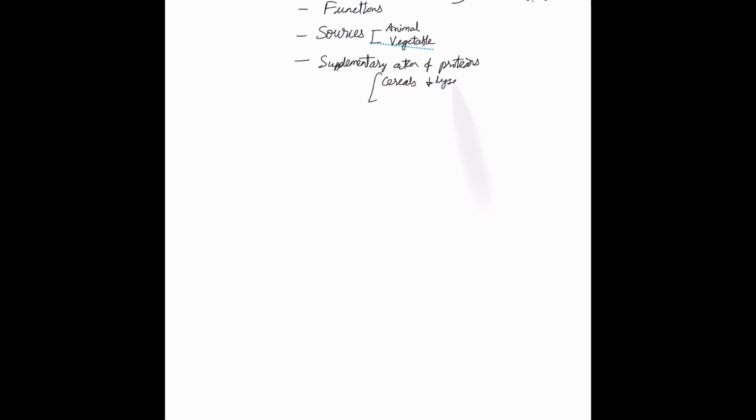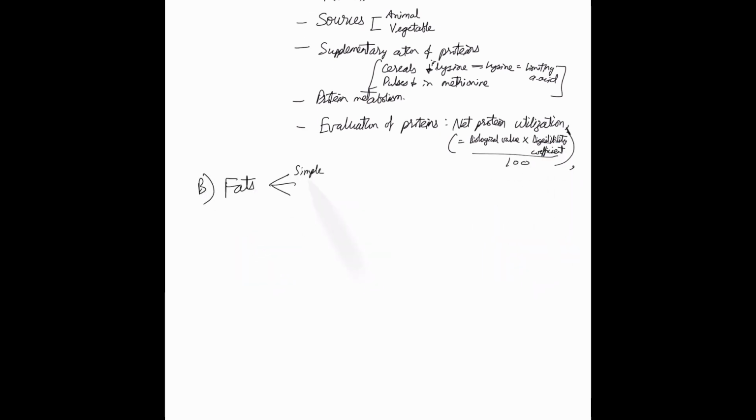So there are a few diets that are deficient in one type of amino acid, which is called the limiting amino acid for that particular food item. For example, cereals are deficient in lysine and pulses are deficient in methionine. So if you combine the two in a given diet, the deficiencies neutralize each other. So we then have protein metabolism, and then we have the evaluation of proteins, which is measured by net protein utilization, which is equal to the biological value into digestibility coefficient by 100.